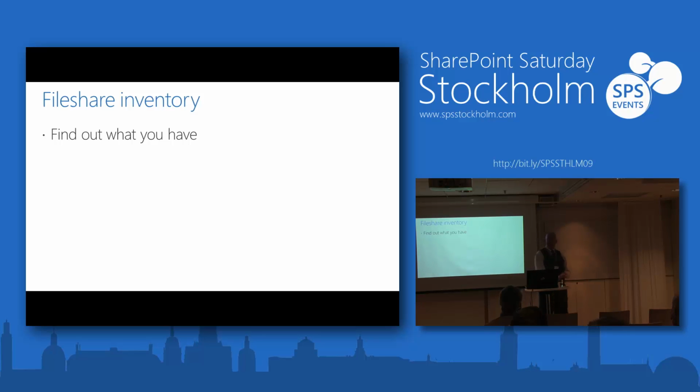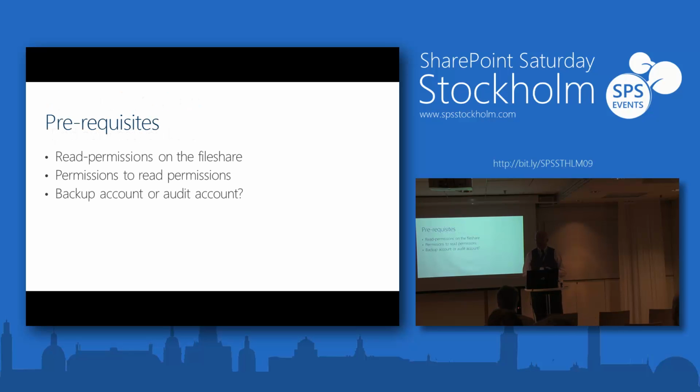So the file share inventory, let's start with that. How we're going to find out what we have in this file share, and I'm going to show you a PowerShell script that does that. Of course, to do that, you need to have some prerequisites. You actually need to be able to read all of the files in the file share. That's not taken for granted, because there might be a huge file share, and having read access to all of that might be a lot. And there might be sensitive information in different places.